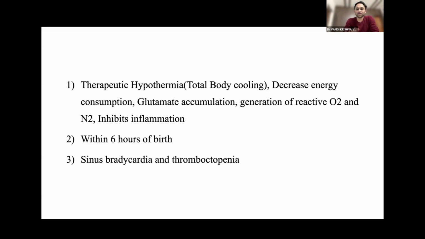Other side effects can also happen, like a mild elevation of pulmonary pressures, and there can be subcutaneous fat necrosis. So these are all the things that need to be monitored in a baby receiving therapeutic hypothermia.